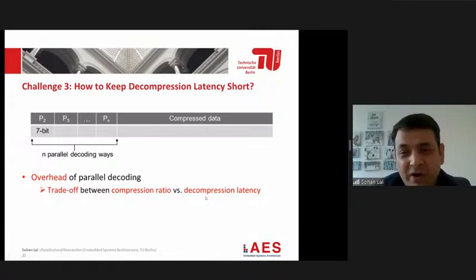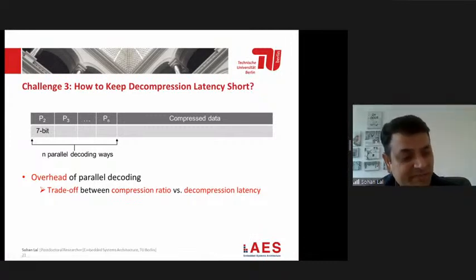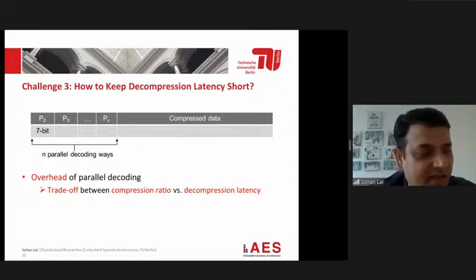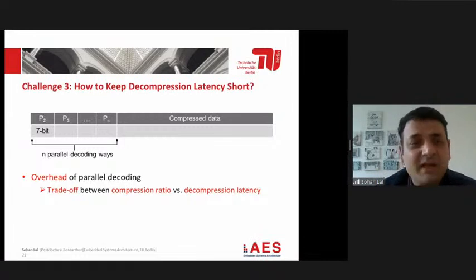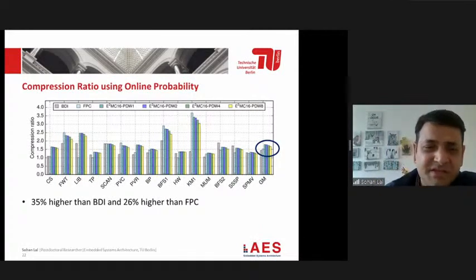Because with parallel decoding, we are bringing the decompression latency down, but at the same time, the compression ratio is also going down because we are storing extra metadata in a block, right? So with experiments we figured out that 4-way parallel decoding is good for GPUs, and that gives us the highest performance.